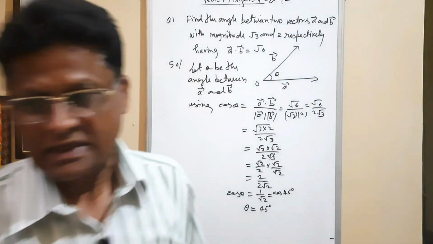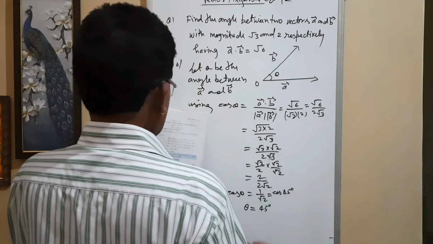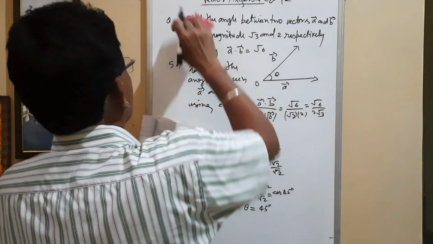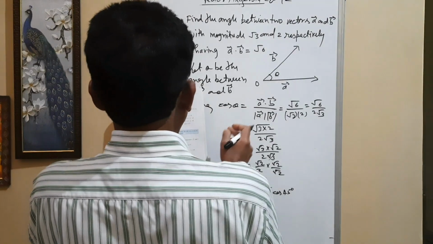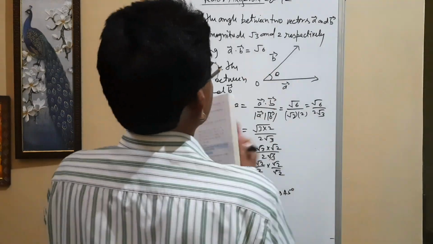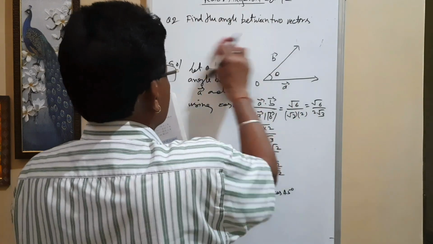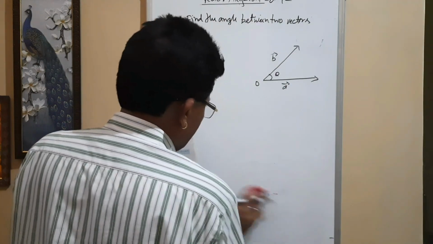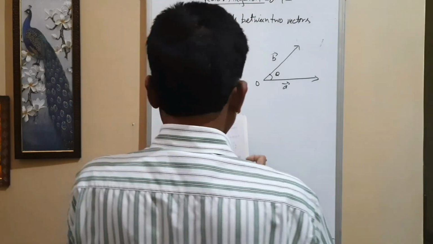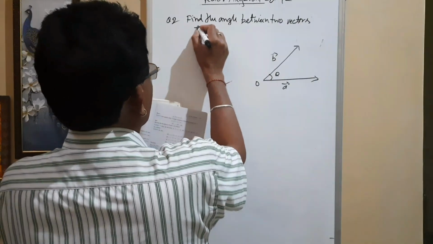Very important question. Let me take another question from the same exercise, which is very important. Question number 2, a similar kind of question. Find the angle between the vectors. Let me write the vectors. These are very important cases. These are the two vectors.